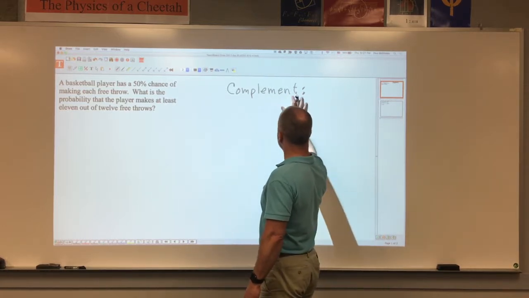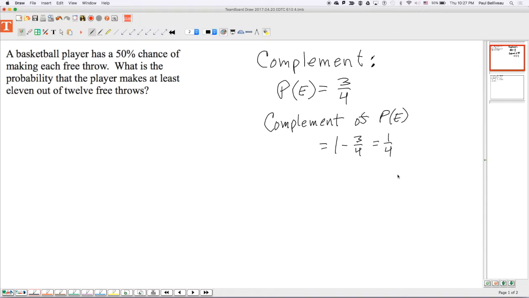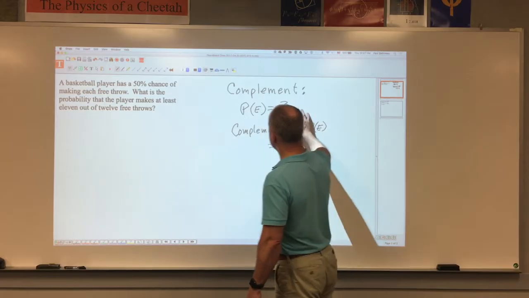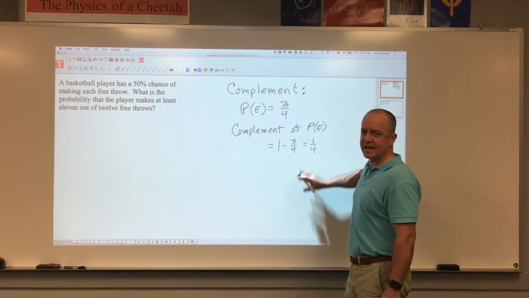The complement of, say, well, let's say there's a probability of an event. Probability of an event is 3 out of 4, 3/4. 3 out of every 4 times you try something, this event will happen, okay? The complement of the probability of E is 1 minus 3 out of 4, or 1 out of 4. The probability of E is the probability of this event happening. The complement is the probability of that event not happening.